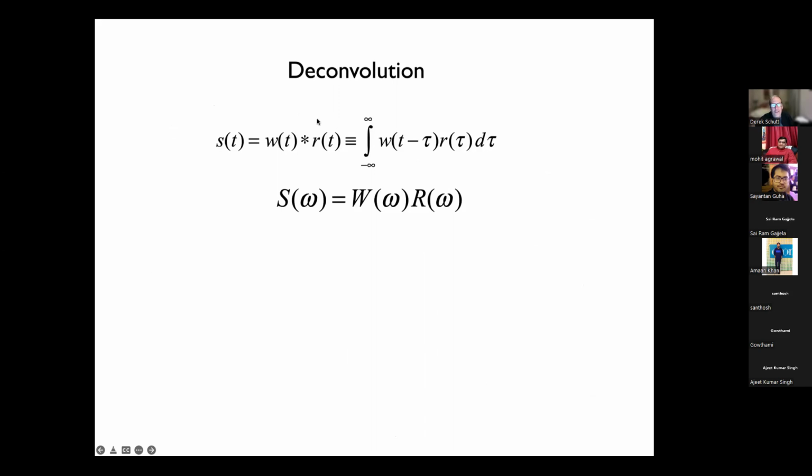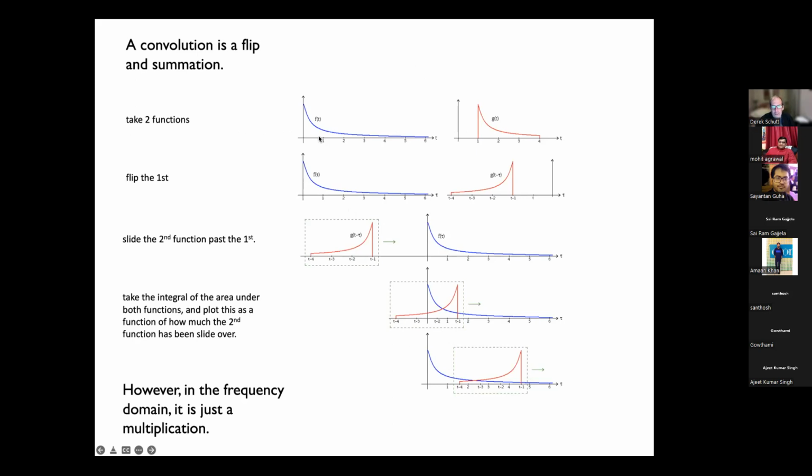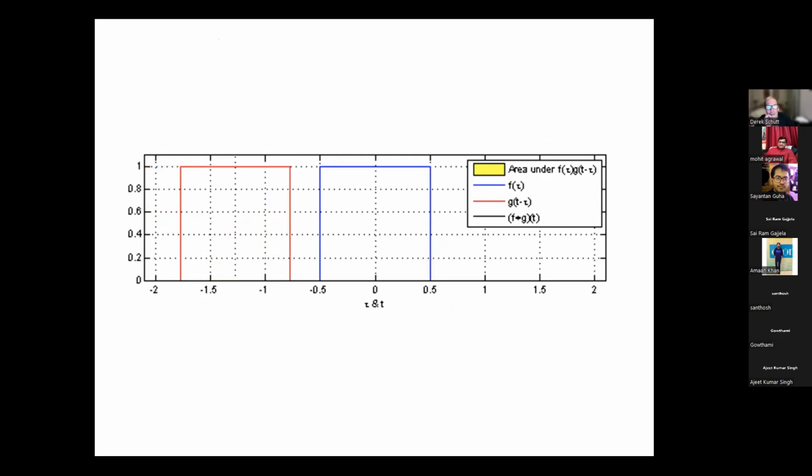You can take a time series analysis class that will go into this, but this convolution is written like this. And we can also write it in the frequency domain, and in the frequency domain, it's just a multiplication. To give you an idea what a convolution is, it's a flip and a summation. So I take 2 functions, f of t and g of t. I flip g of t, and then I slide the second function past the first. I take the integral of the area under both functions and plot this as a function of how much the function has been slid over. This is kind of complicated in the time domain. In the frequency domain, it's just a multiplication. So here's an example. And the black line shows the convolved value.